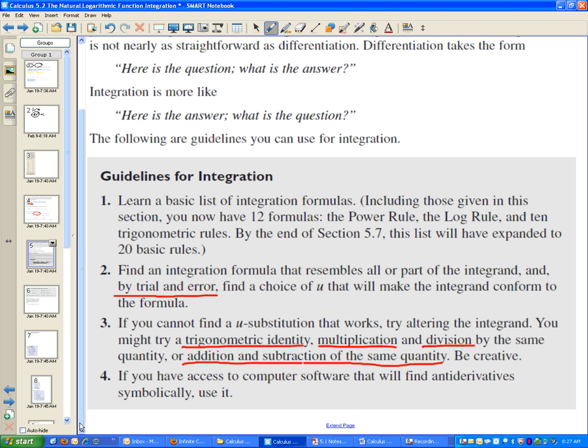If you have access to computer software that will find antiderivatives symbolically, use it. No. That's not allowed in any course you're ever going to take in college. It's not allowed in the AP test. So they might as well have just said copy from somebody that's smarter than you, because that's not allowed either. So I don't know about number 4.